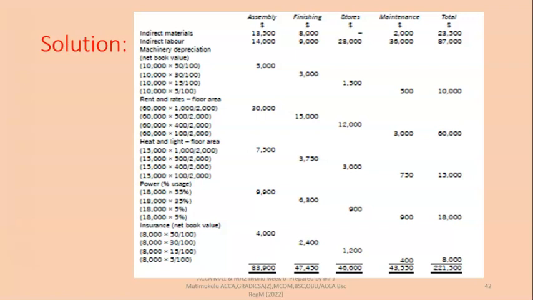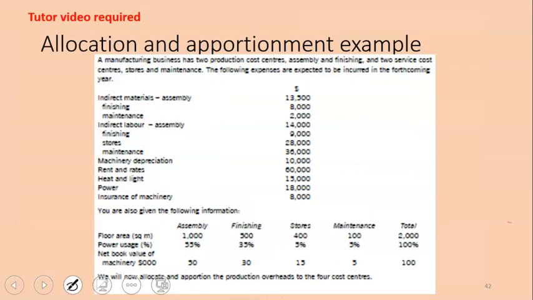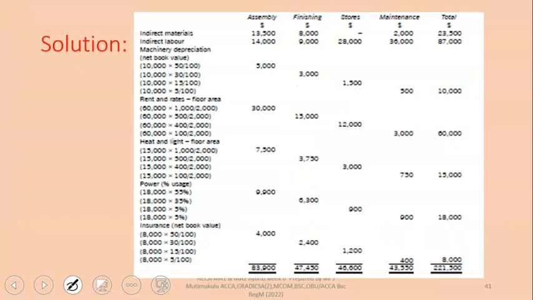Okay, that's our solution. And we then have to know how to allocate and apportion. Okay, so indirect materials just have to be allocated as they are. This is the allocation we're talking about. We just have to take these figures as they are, the whole of them. So we've got 13,500, 8,000, so that's 18,500, 8,000.